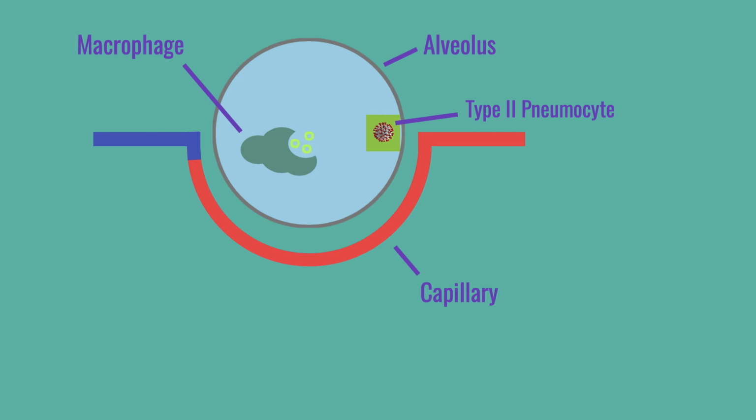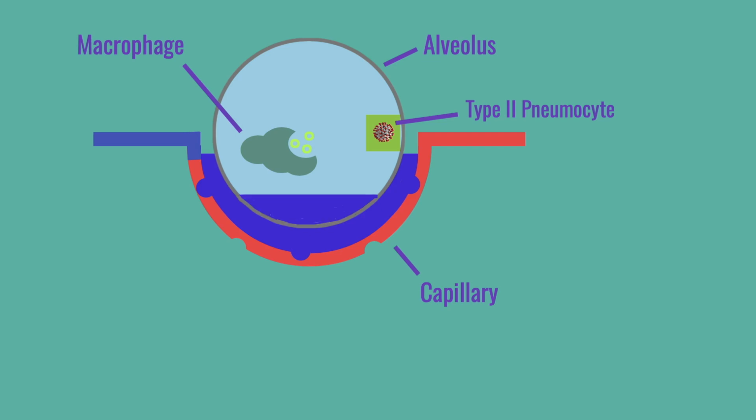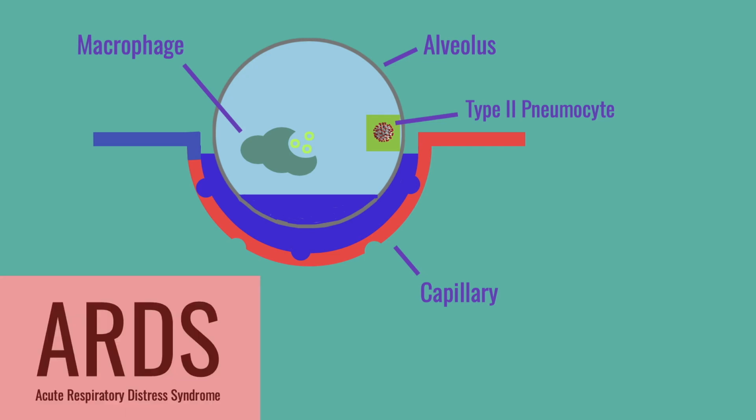The mediators then reach the macrophage, which activates an inflammatory response. This leads to the contraction of the endothelial cells of the capillary, increasing its permeability. This allows fluid to leak out into the interstitial space, and some fluid and debris even enter the alveoli. Since this decreases the permeability of the alveoli, less oxygen is able to enter the bloodstream, resulting in a dangerously low level of oxygen known as hypoxemia. This is what leads to acute respiratory distress syndrome, or ARDS, which is how the virus kills people.